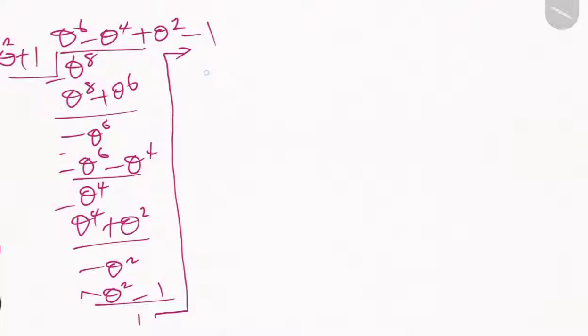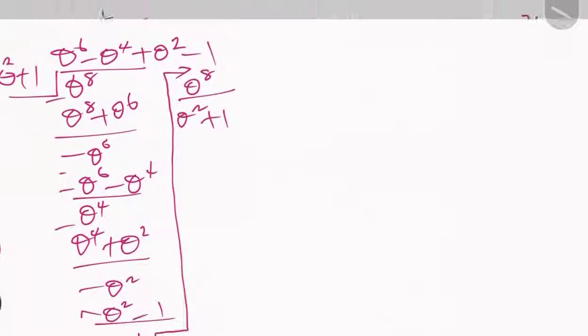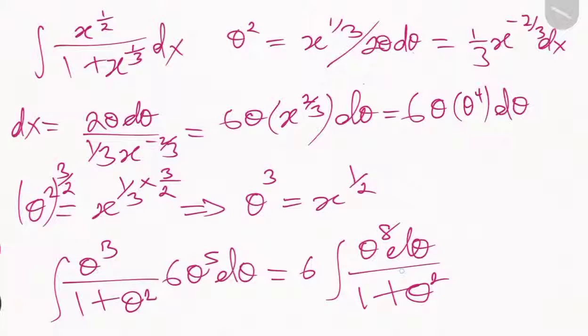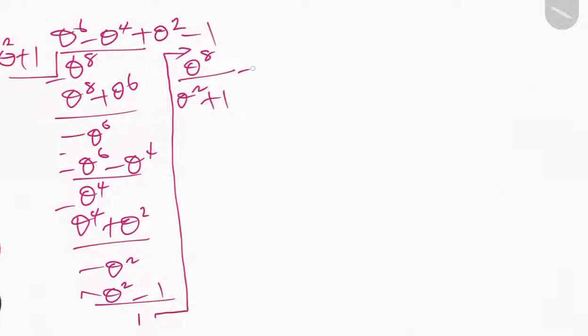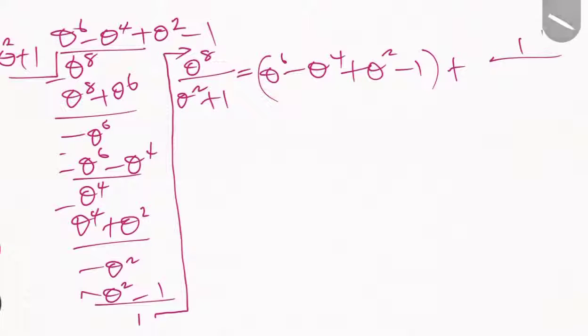So now we can write theta raised to power 8 over theta raised to power 2, which is here, as the quotient, theta raised to power 6 minus theta raised to power 4 plus theta raised to power 2, then minus 1, plus the remainder all over the divisor. So instead of integrating this, we just integrate this.